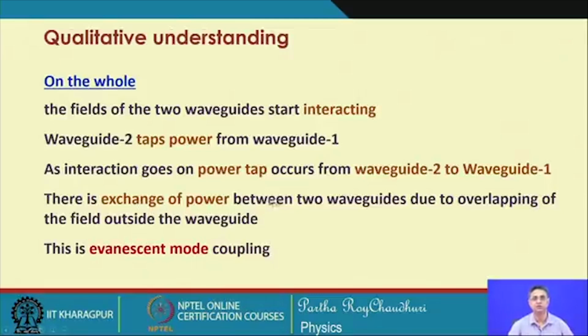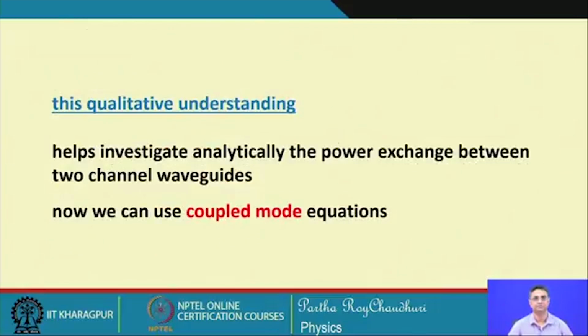So, there is an exchange of power between the two waveguides due to overlapping of the field outside the guiding region, that is, outside the core of the two waveguides. This is called evanescent coupling, because the entire process is due to the interaction of the waves through their evanescent tails.